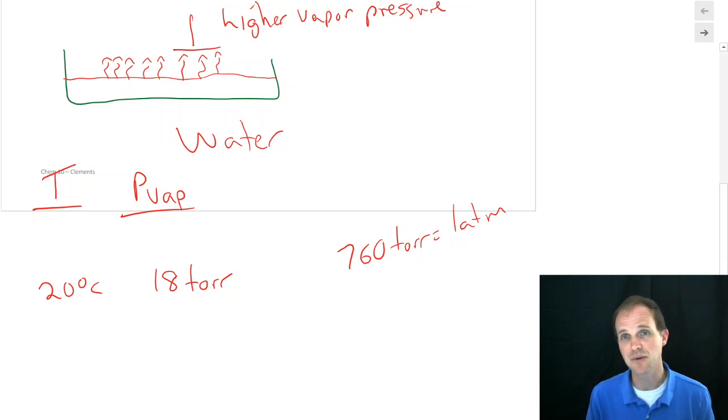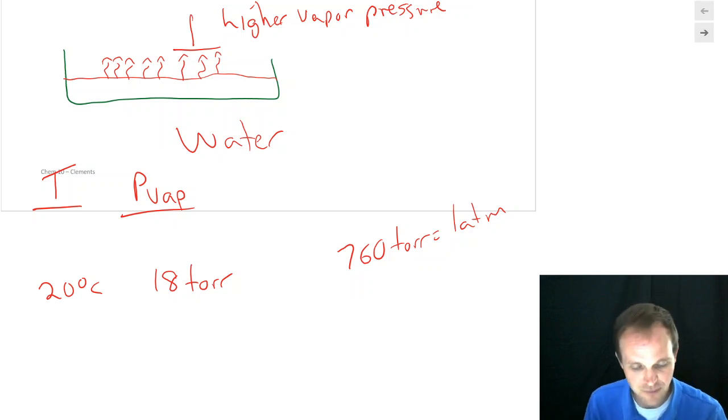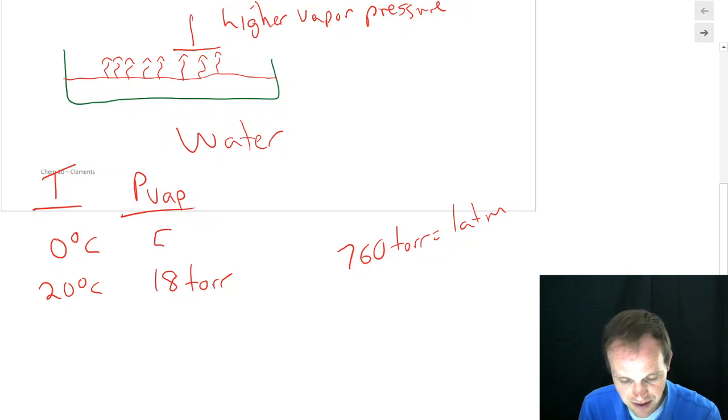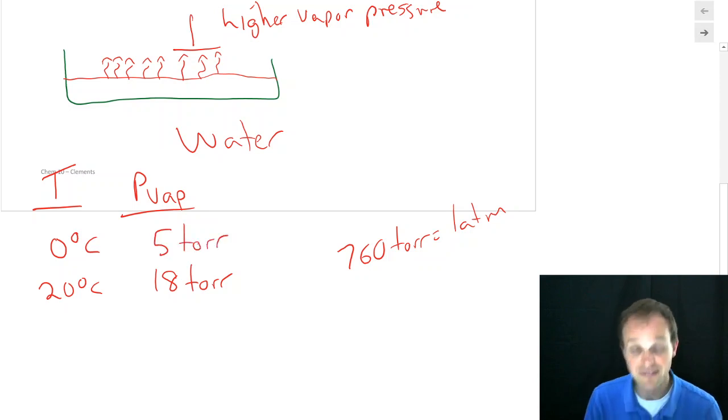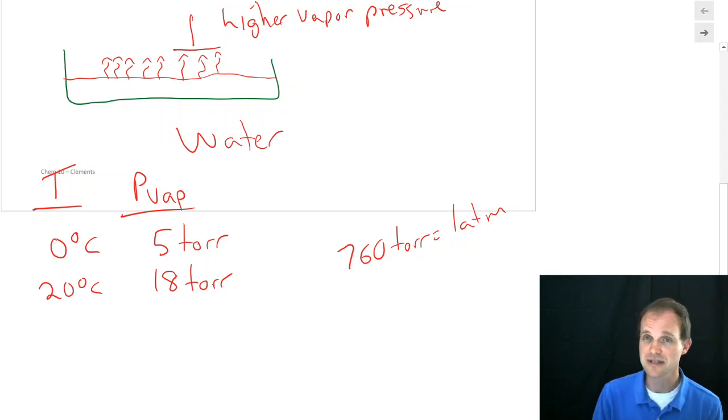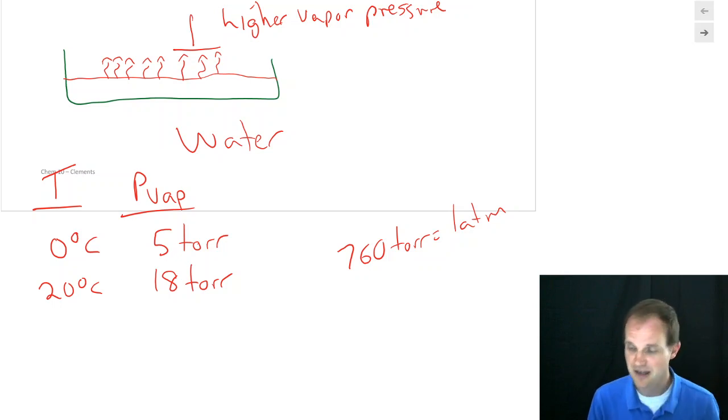And so that works out just fine. Now, if we cool it down, what do we think is going to happen? Well, we should find that less water comes off. And if we get our water down to 0 degrees Celsius, we're going to find that the vapor pressure is all the way down at 5 torr. Very, very slow. So even water at 0 degrees Celsius is still evaporating. Eventually, all of it will evaporate, but it's evaporating a lot slower. There's less gas coming off.